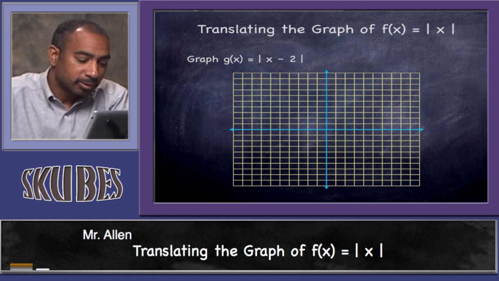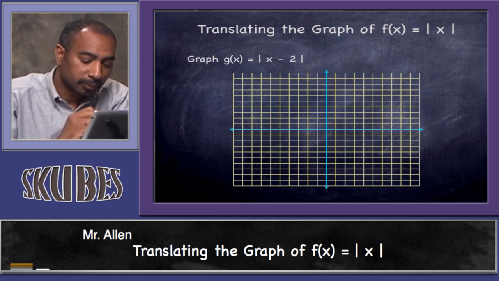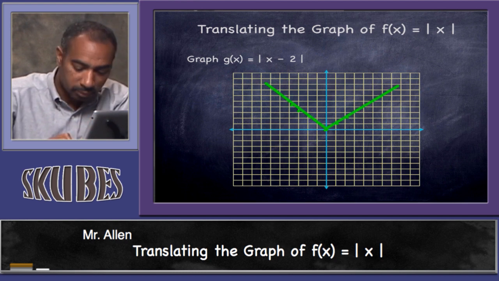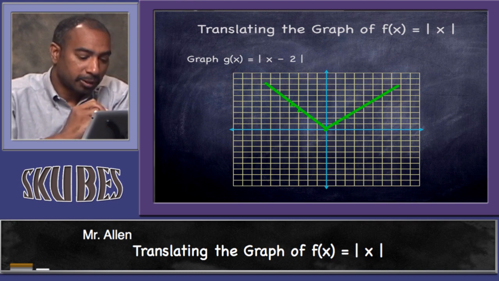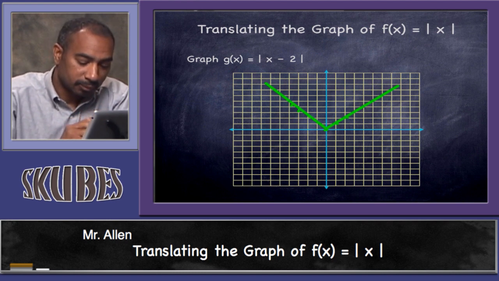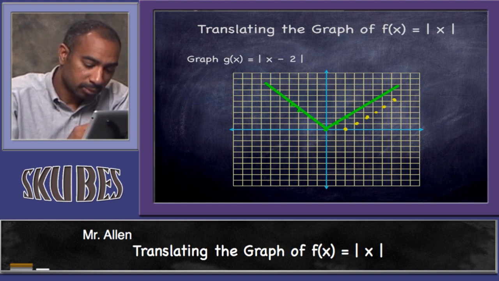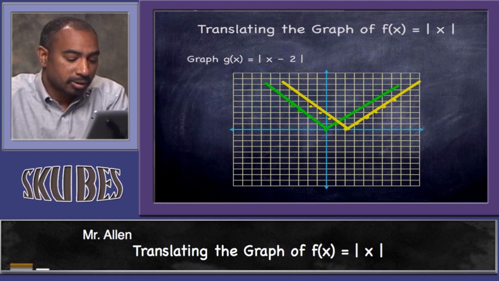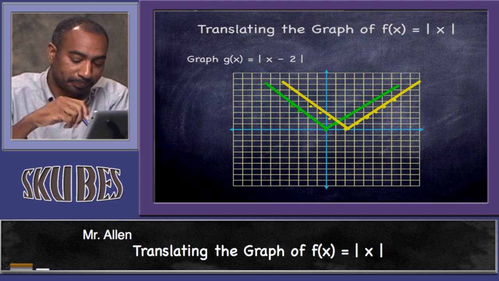Okay, graph g of x equals the absolute value of x minus 2. So the original, again, is here. Now what we're going to do is move to the right 2. So you're going to go to the right 2 and make a point here. And that's how it differs from the first graph. It just shifts to the right 2.